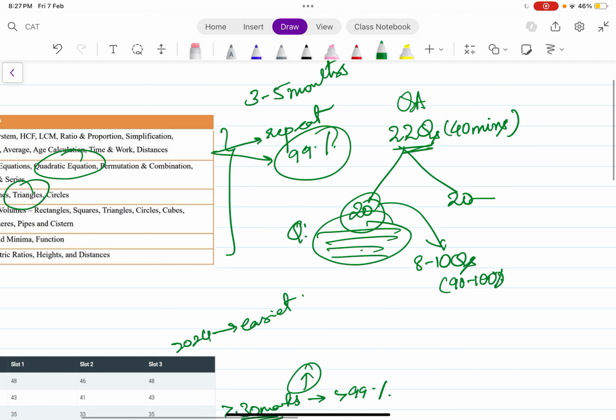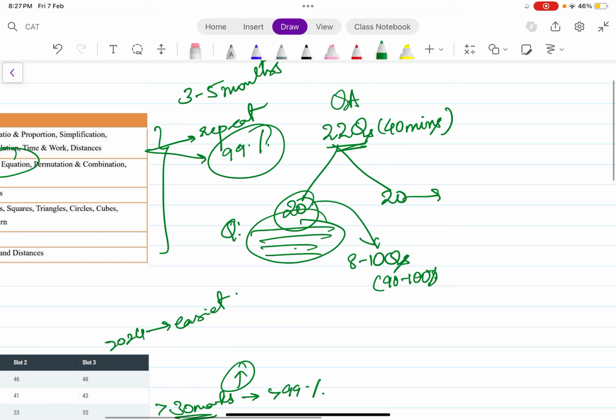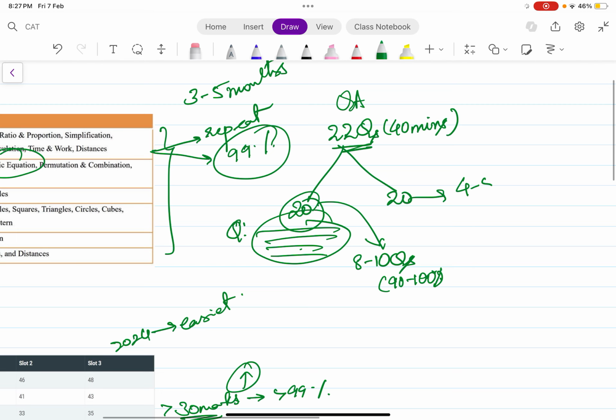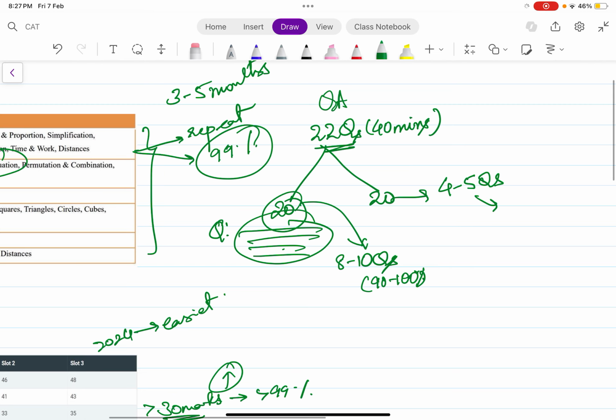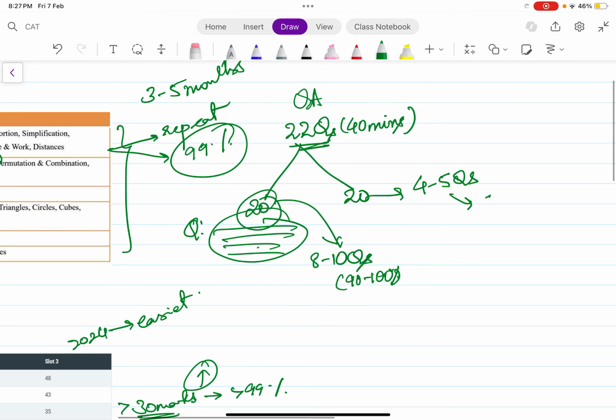Now in the later 20 minutes, now that you have gone through the entire paper, you will have a fair idea of what kinds of questions are there in the paper and what questions you can attempt on a second go. So you'll go to those questions and solve at least 4 to 5. Here the accuracy might not be as high because these might be considered tougher than the initial set. So an accuracy of 60 to 80 is what we strive for, right?